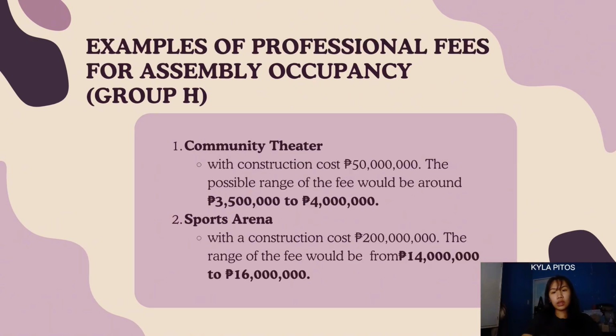Now, its examples under this SPP document is the community theater, which has a construction cost of around 50 million, and a possible range of the fee would be around 3.5 to 4 million. And second example is the sports arena, which has a construction cost of 200 million, and the range of fee would start from 14 million to 60 million.